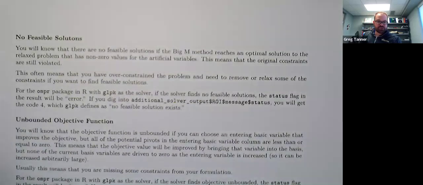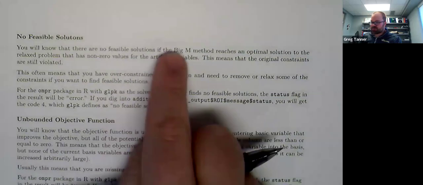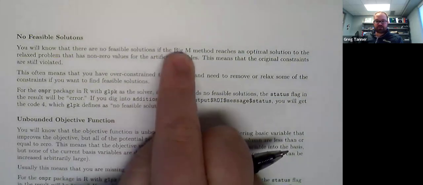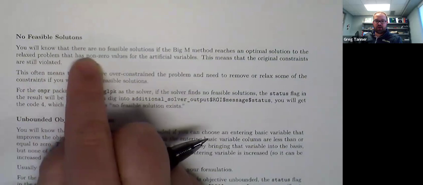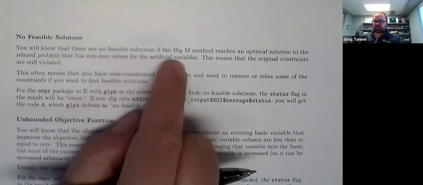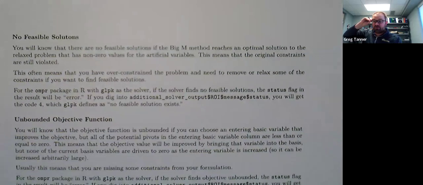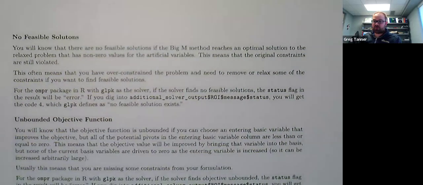So let's move on to the next scenario, which is no feasible solutions. We saw this before when we were using the big M method. We have no feasible solutions if the big M method reaches an optimal solution to the relaxed problem where we added the artificial variables, but we've got non-zero values for those artificial variables. Those artificial variables encode how much we're violating the constraints, and if we have non-zero values for them, then we're still violating the constraints. And if there's no direction that we can move to improve on that, then we're at a point where we have no feasible solutions.